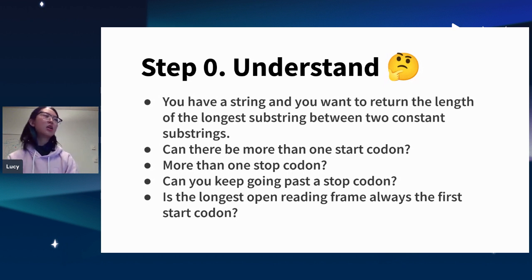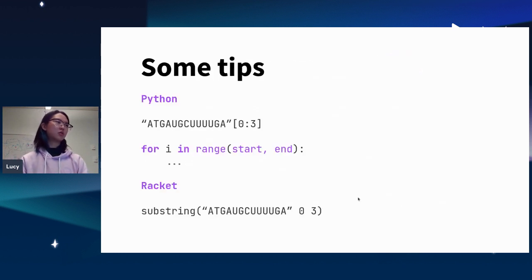The answer is no. And another question might be, can you keep going past our start codon? And that is yes. So if you see a start codon and you're already counting the number of letters and you see another start codon, you can keep going. So the only time where you can't keep going is if you see a stop codon.